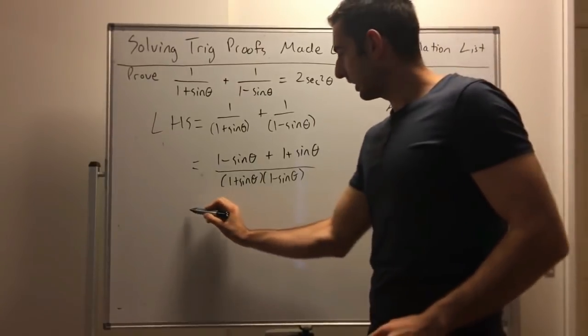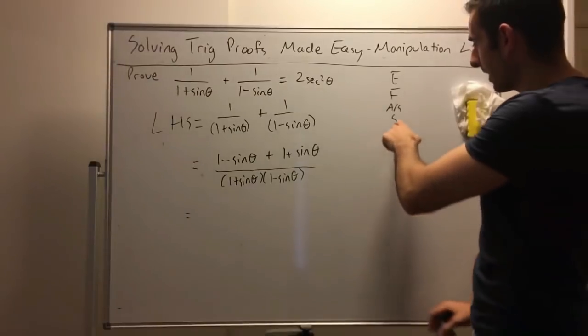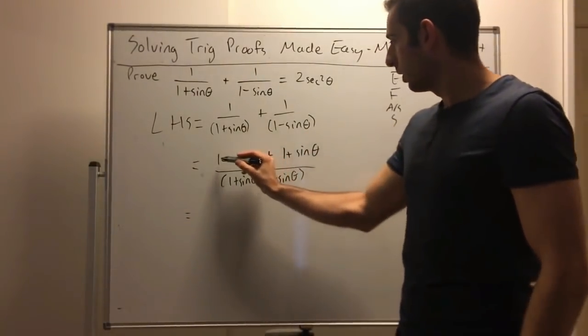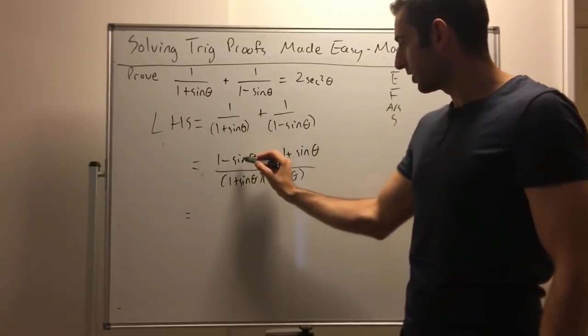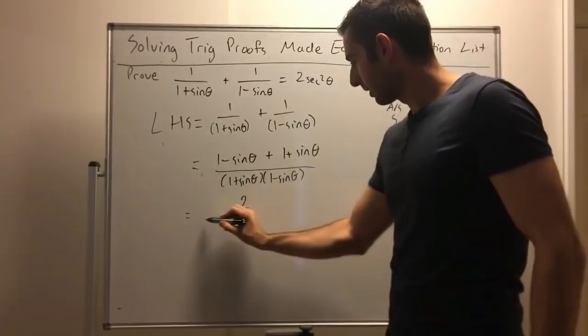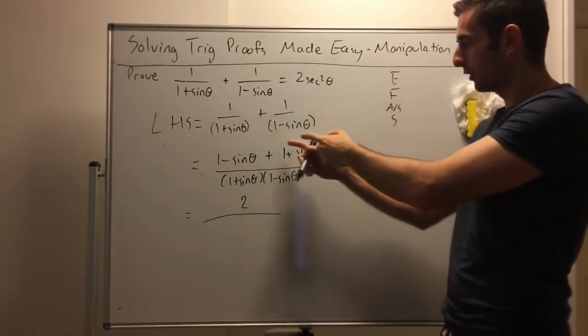Alright, so let's go to the next step. So obviously, whenever you have like terms, that's a part of the list, simplify. So simplify your like terms. Okay, so 1 plus 1 is 2, minus sine theta plus sine theta is gone, right? So that's just 2. Now, you can do 2 steps in one here. You don't have to just do that.